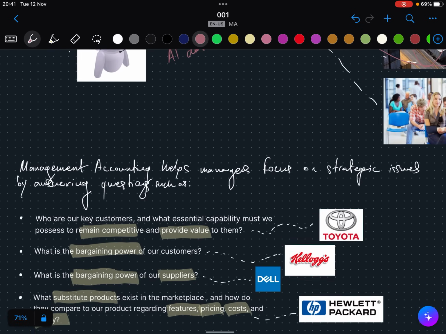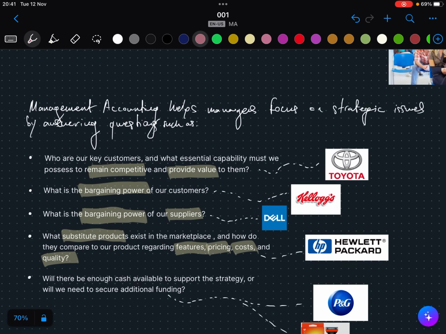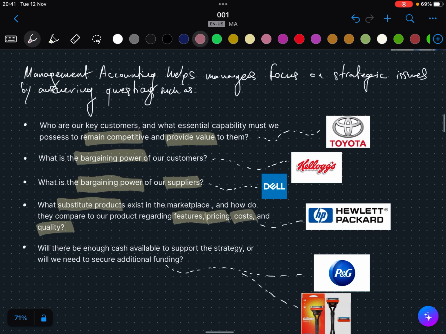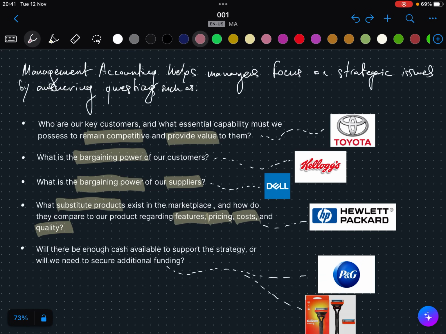All right, so let's take a look at some questions management accountants often ask. Let's start with the first one. Who are our key customers, and what essential capability must we possess to remain competitive and provide value to them? Well, if we think of Toyota, they built flexible manufacturing plants that enabled them to use the same equipment to produce a variety of cars in response to changing customer tastes.